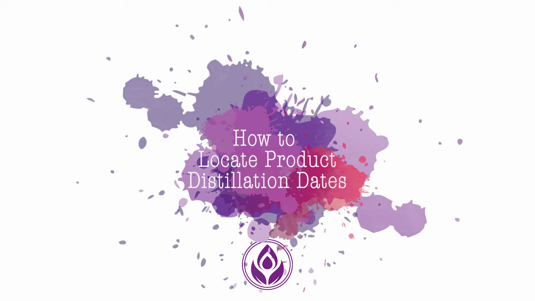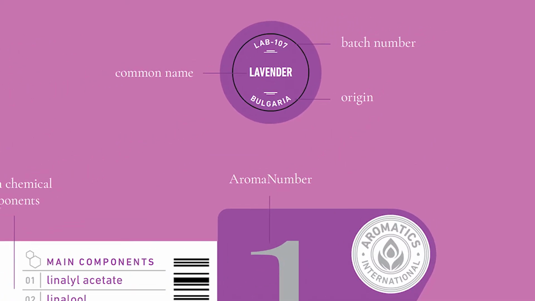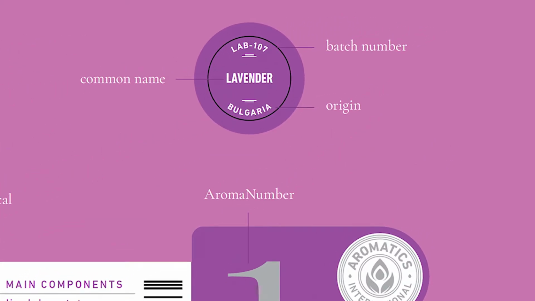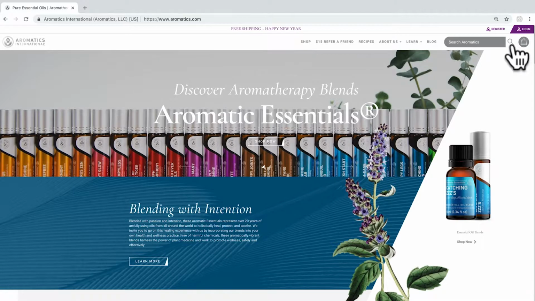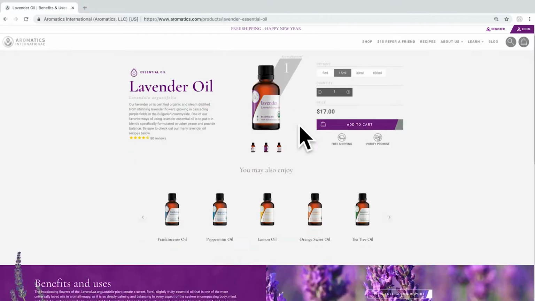How to locate product distillation dates. We've made it easy to locate the distillation dates of our essential oils. Simply locate the batch number by referencing the top dot on the bottle of oil. Once you've identified your batch number, simply enter the name of the product in the master search bar.